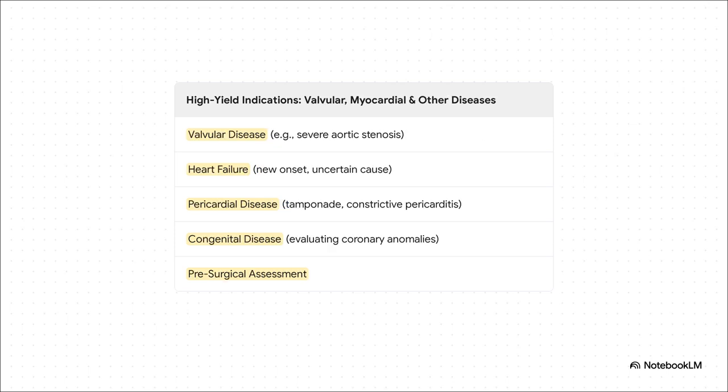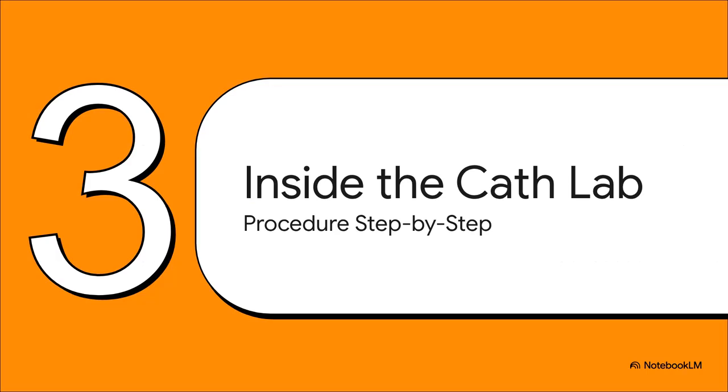But it is not just about blockages, not by a long shot. The cath is crucial for things like valvular disease. We can directly measure the pressure drop across a tight aortic valve to see just how bad it is. If someone comes in with new heart failure, we need to know if it's because of blocked arteries. And for those really tricky diagnoses like constrictive pericarditis, a cath is pretty much the only way to get the definitive answer.